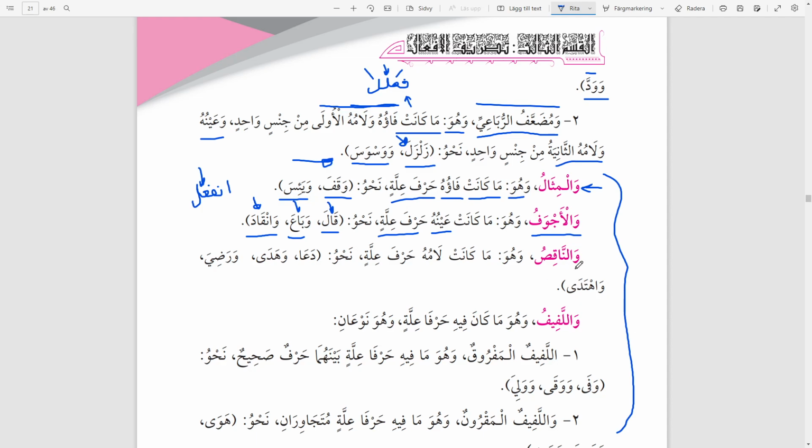And then you have the naqis, it means like the incomplete word. It is where the lam is حرف علة. So دعا, هدى, رضي, واهتدى comes from huda, where obviously the lam is حرف علة.